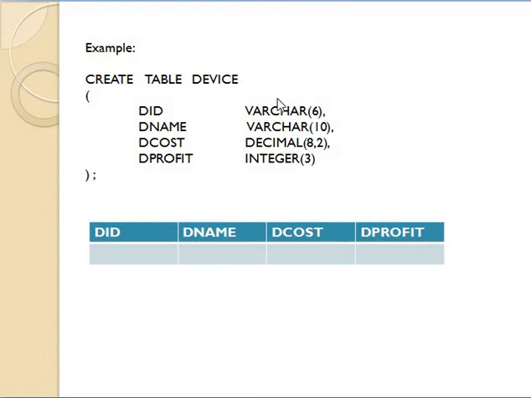Now note one thing, that the data type varchar can accept characters such as letters, digits, and special characters of type $, hash symbol, question mark, etc.